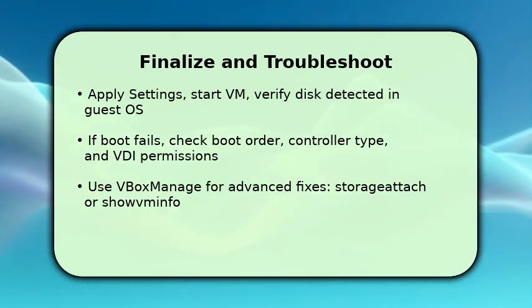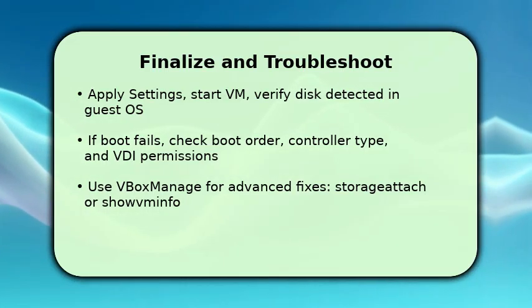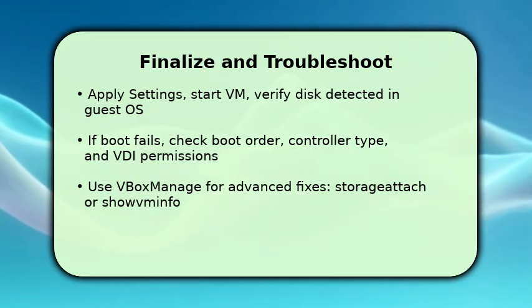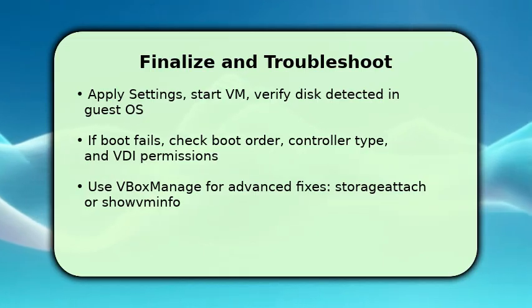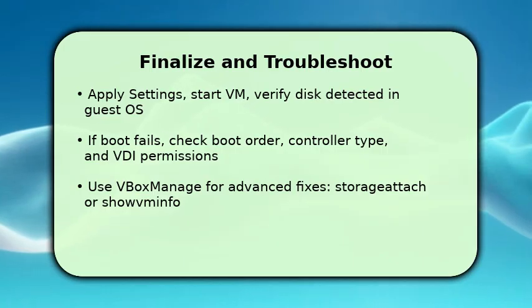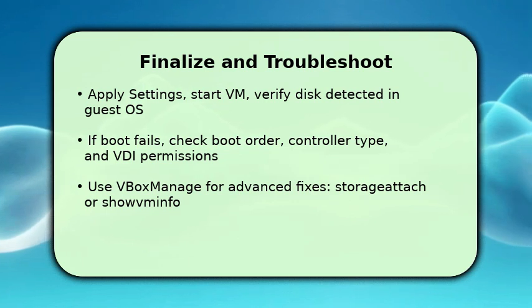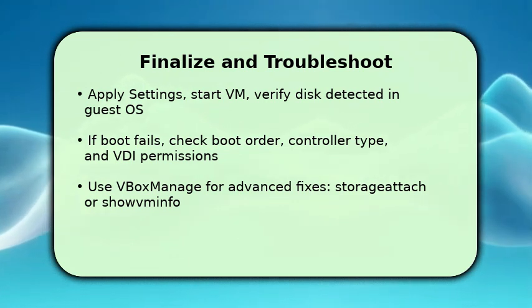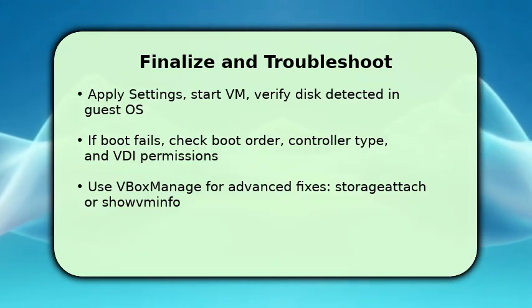Once the guest boots, check Disk Management or dmesg to confirm the VDI is recognized. If the VM does not boot, first verify boot order and that the disk is attached to the correct controller type. Next, ensure the VDI file permissions allow VirtualBox access. When problems persist, use VBoxManage commands such as storageattach or showvminfo to inspect and reattach the VDI. This gives you direct control and clearer error messages to resolve issues.